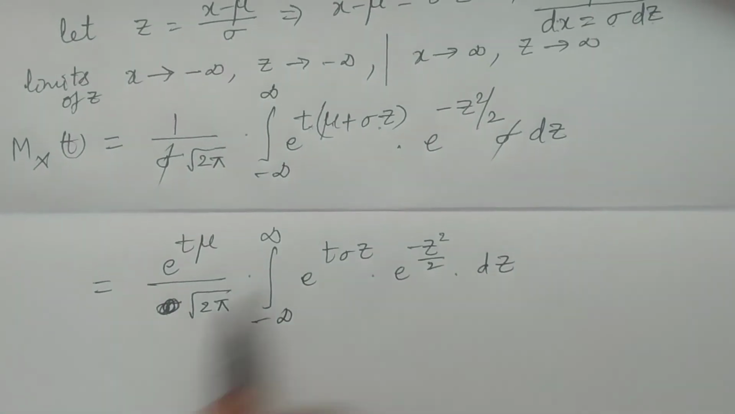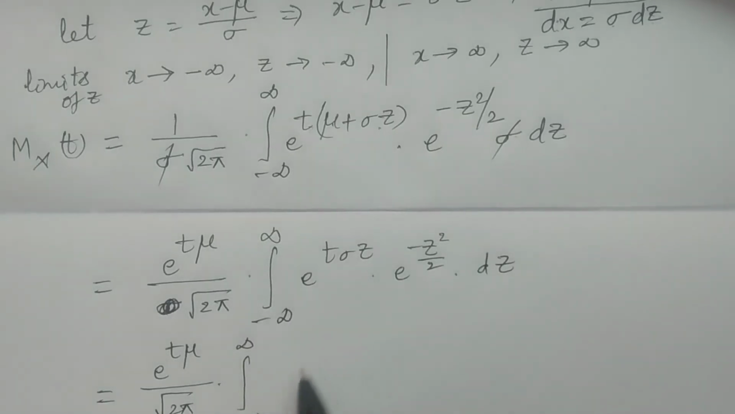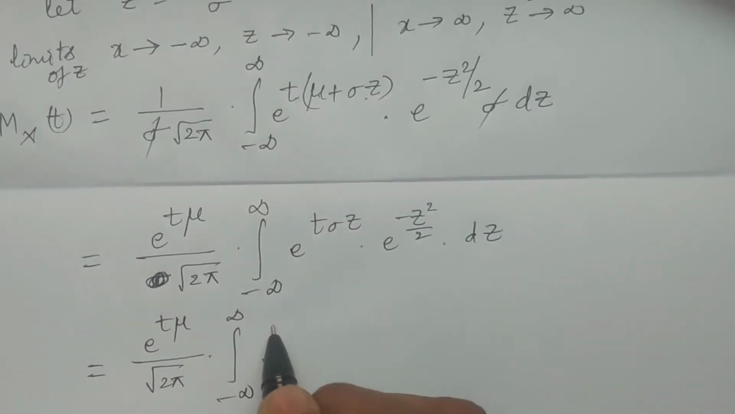We have cancelled this sigma, right? So it is equivalent to e power t mu divided by root 2 pi into the integral from minus infinity to infinity. Both are e powers. So now I'm taking common minus 1 by 2.